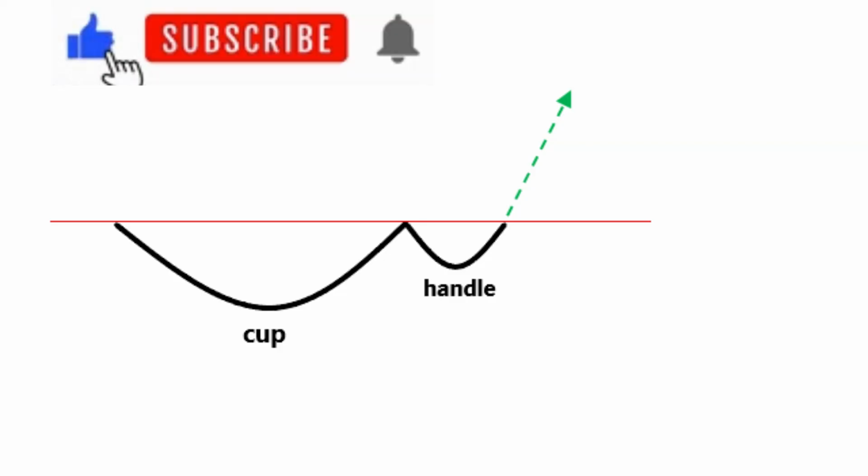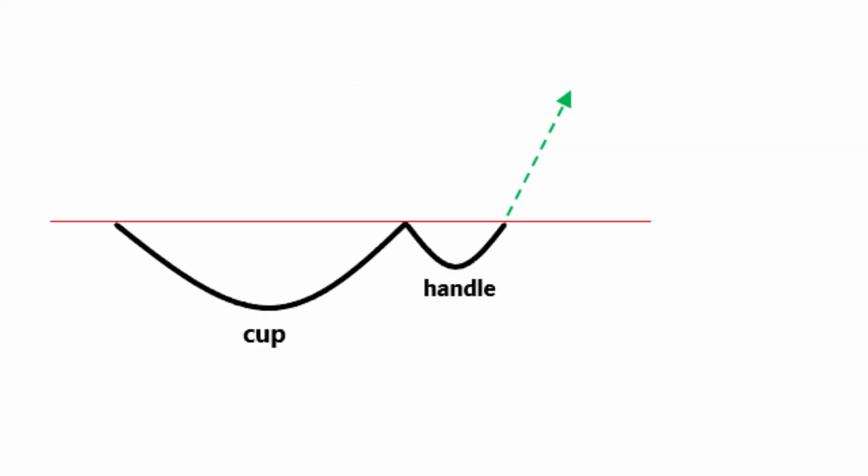The handle is a small pullback that forms in the upper half of the cup. And this is very important. The handle should not go all the way down to the bottom of the cup. If it goes too deep, it stops being a handle and breaks the formation. The handle shows us that the price is taking one last pause before moving higher.